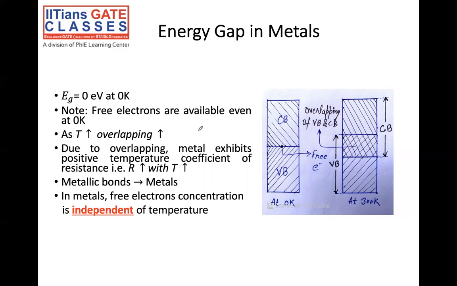So as temperature increases, this overlapping of bands increases. Due to the overlapping, the metal exhibits the positive temperature coefficient of resistance. Means as we increase the temperature, resistance increases. How does it happen?